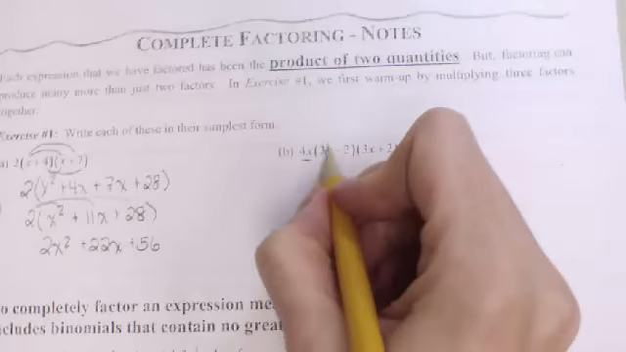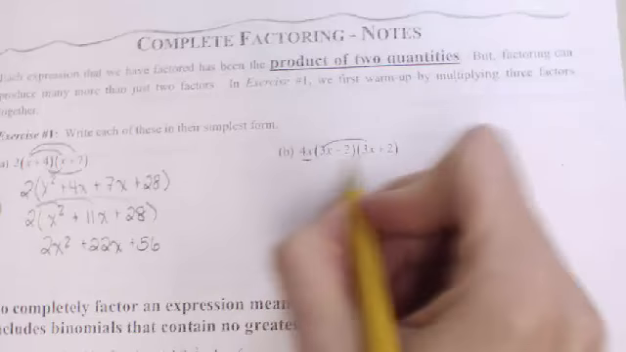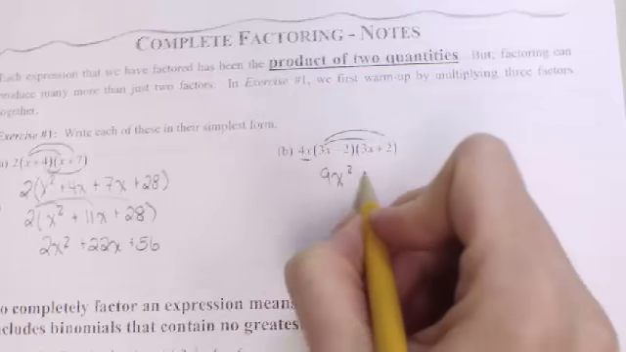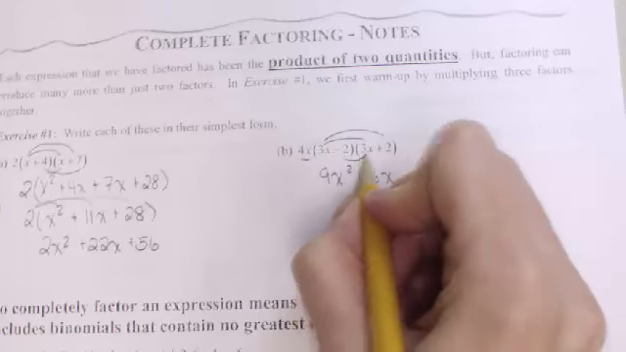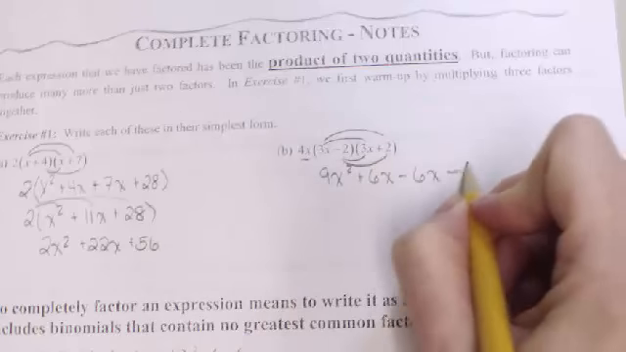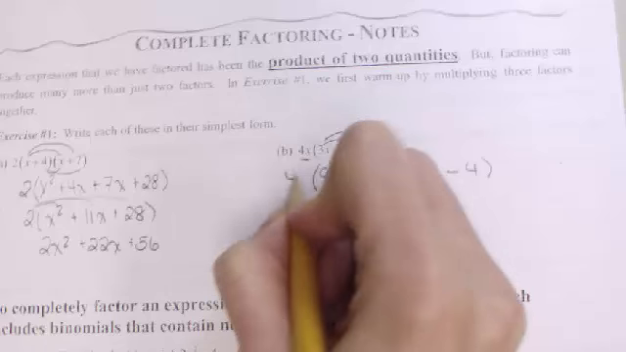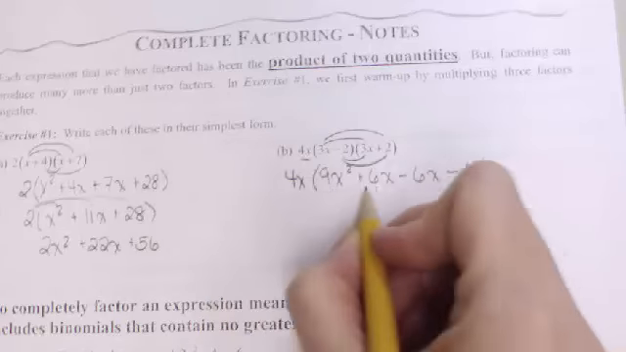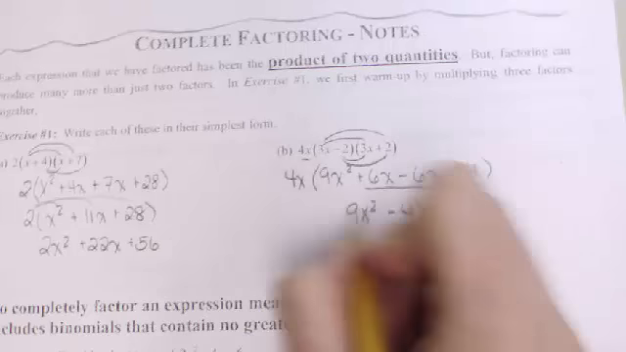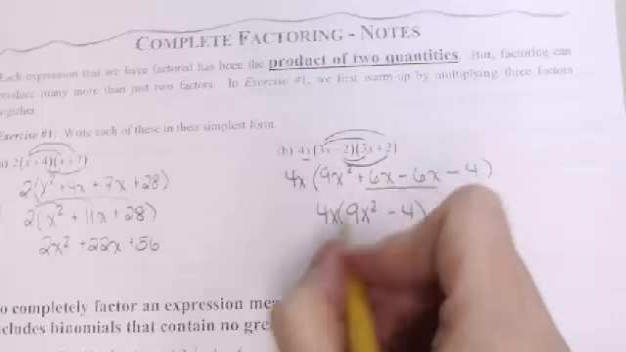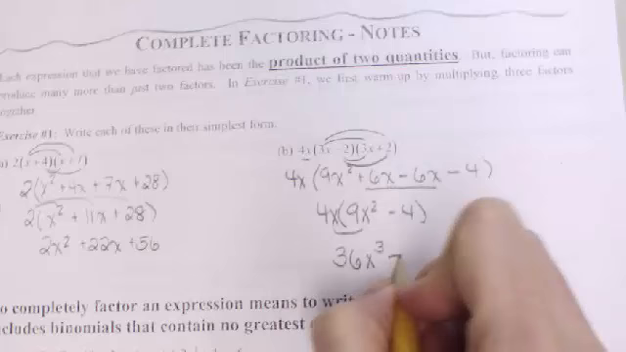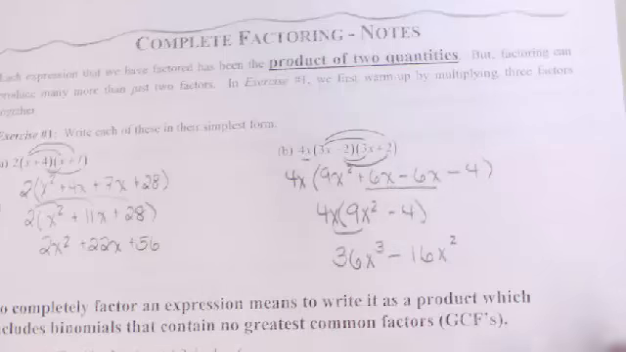So first, I'll double distribute again. 3 times 3x is 9x squared. 3x times 2 is 6x. Negative 2 times 3x is negative 6x. Negative 2 times positive 2 is negative 4. So we have the 9x squared, the 6x's cancel out, so 9x squared minus 4 times 4x. Now distribute the 4x through, and I'll get 36x cubed minus 16x squared.